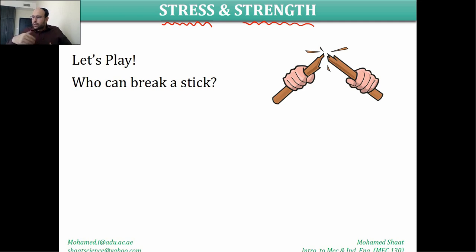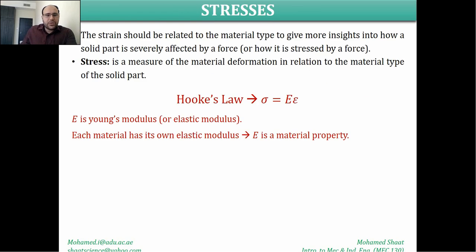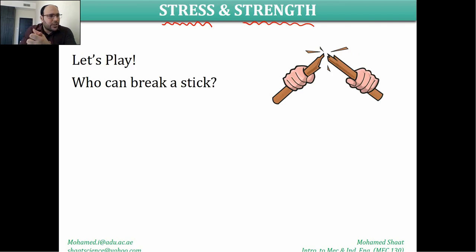The material has a measure which is strength. This strength is a material property. What does it mean, material property? It depends on the material type. Like the Young's modulus, we said that this Young's modulus would be different from one material to another material. It is a material signature. It is a fingerprint of every material. The same thing, every material has its own strength, its own ability to support stresses.